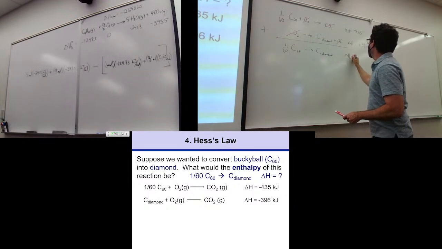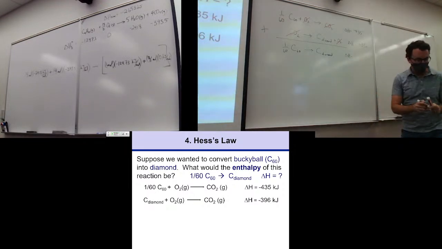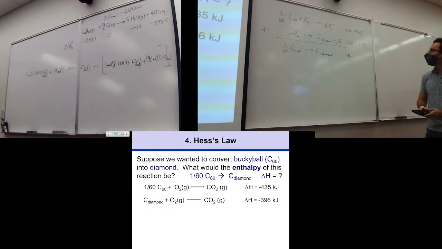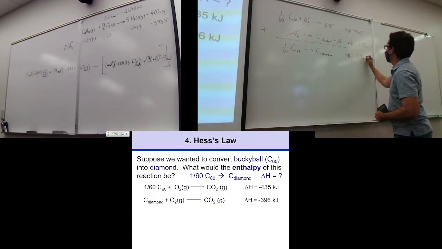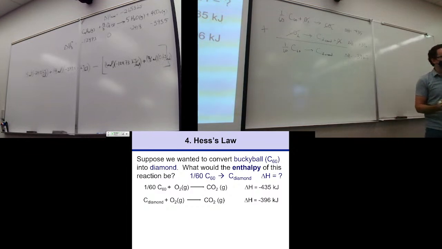And the delta H for this weird reaction that I probably can't do in real life because it's difficult, if I could do it, would be minus 39 kilojoules. So this would actually release some energy. Why would we need to know that?